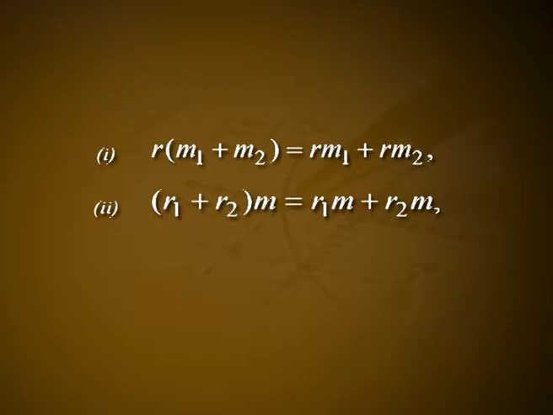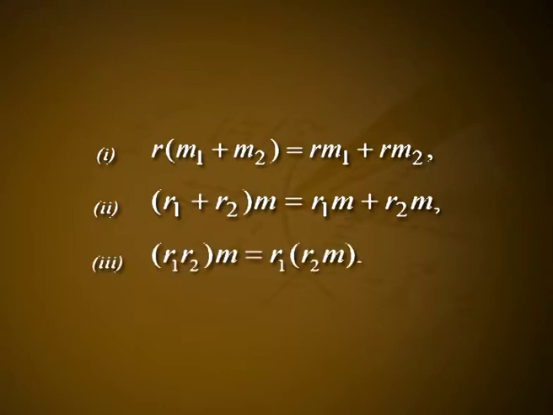1. r of (m1 plus m2) is equal to rm1 plus rm2. 2. (r1 plus r2) of m is equal to r1m plus r2m. 3. (r1 r2) of m is equal to r1 of (r2 m). Then M is called a left R module. Elements of R are called scalars.